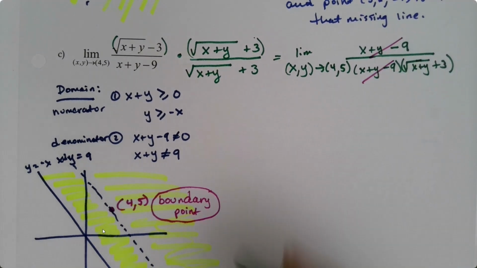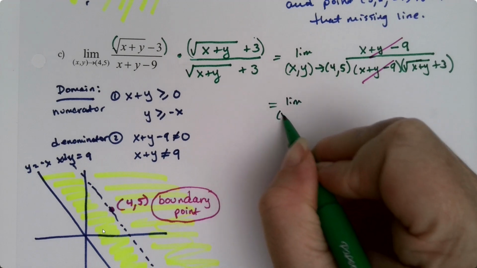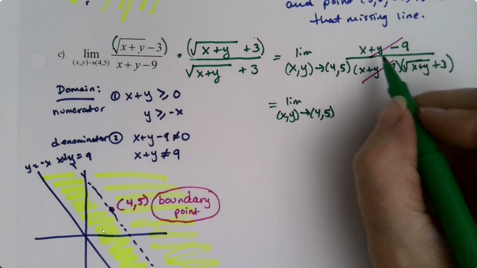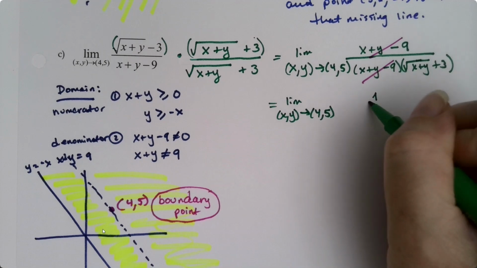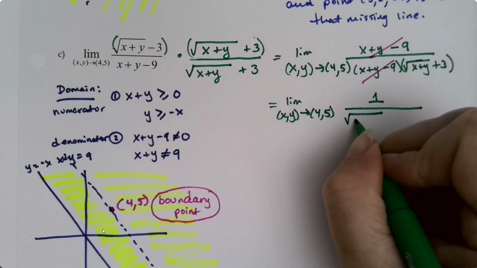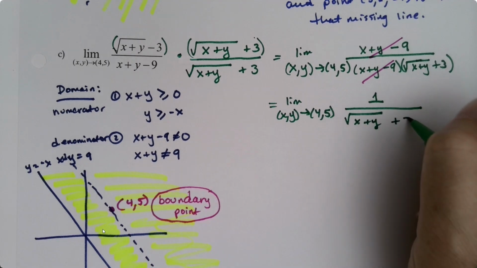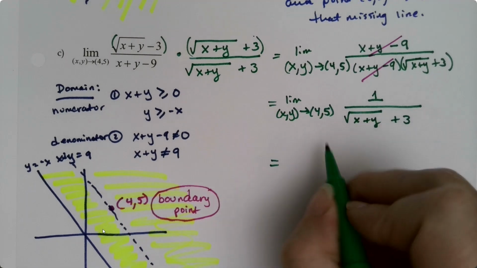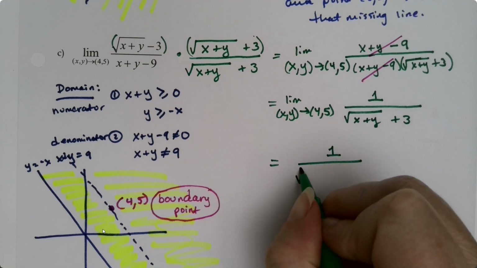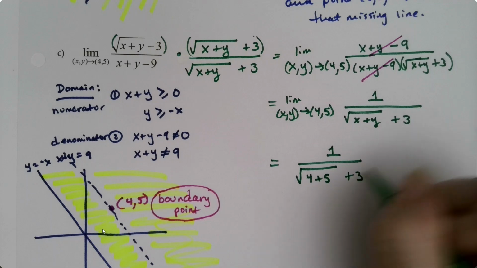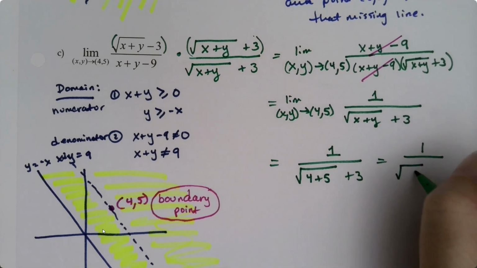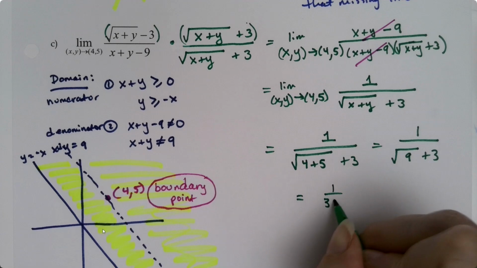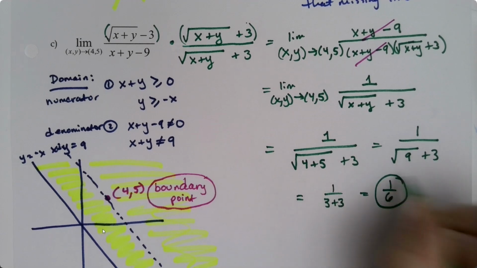And I'm left with finding the limit, and yes, you have to keep writing the limit notation until you do your substitution, which we're not there yet. What's left when we divide is 1, right? When a number is divided by itself, it makes 1. Now we can substitute. So that's 1 over the square root of 4 plus 5, plus 3, which is 1 over the square root of 9 plus 3. The square root of 9 is 3, so this is 1 over 3 plus 3, which is 1 over 6. All right, so there's the limit.